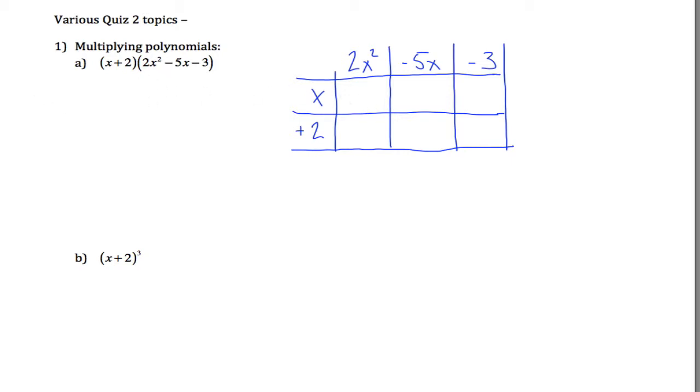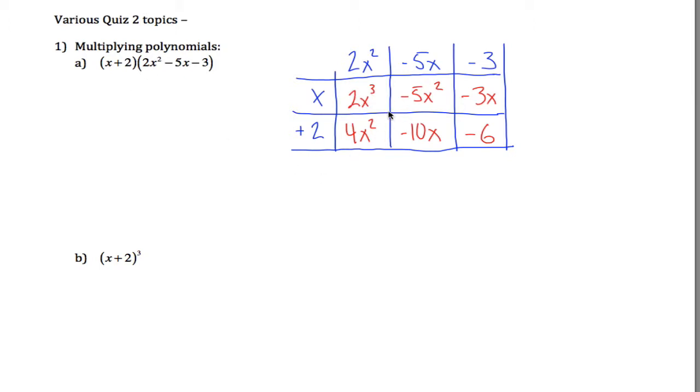Anyways, what I'm going to write in this box, maybe I'll switch colors, is what x times 2x squared is. X times 2x squared is 2x cubed. X times negative 5x is negative 5x squared. X times negative 3 is negative 3x. 2 times 2x squared is 4x squared. 2 times negative 5x is negative 10x. And 2 times negative 3 is negative 6. If you have trouble understanding why any of these red numbers are what they are, let me know. But I assume that you're good with that, so I'll skip past it.